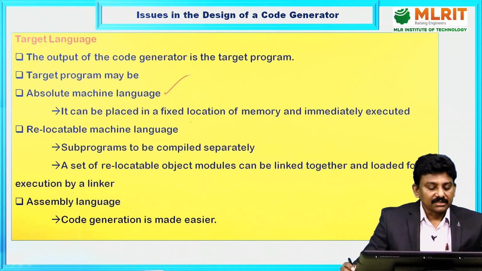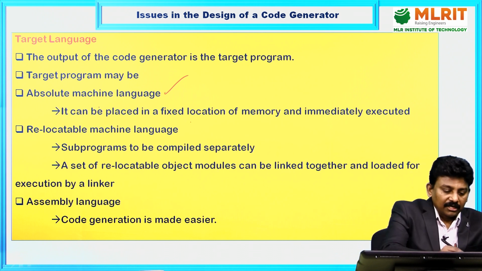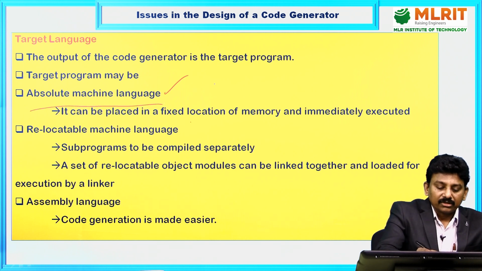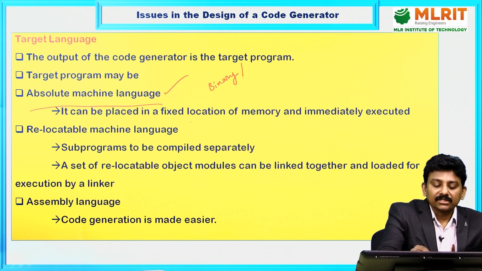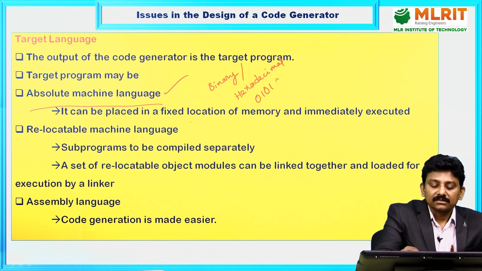It can be placed in a fixed location of memory and immediately executed. That is, in absolute machine language, the output of the code generation is target code. The instructions are in binary representation or hexadecimal representation, like this.